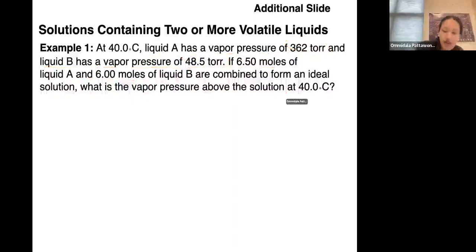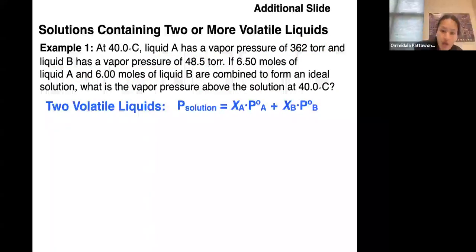So how do we do that? We are going to use the partial pressures of A and B added together in order to get the total pressure. Since we need to know the mole fraction, meaning how much each contributes, how many percent of A exactly, we are going to find the mole fraction of A first by using moles of A divided by the total moles. You're going to get 0.52.